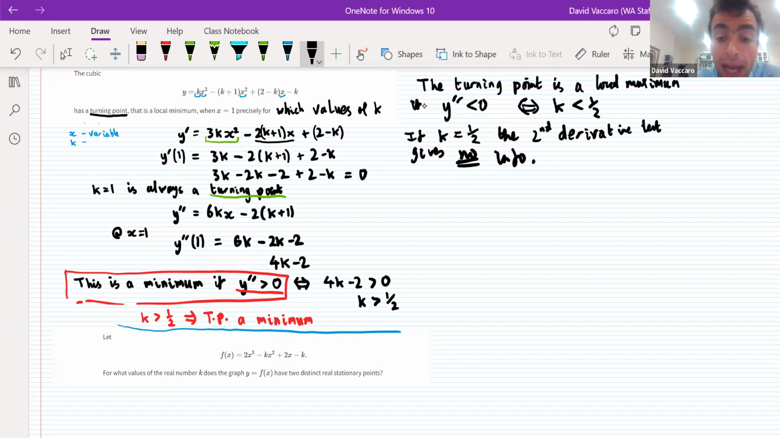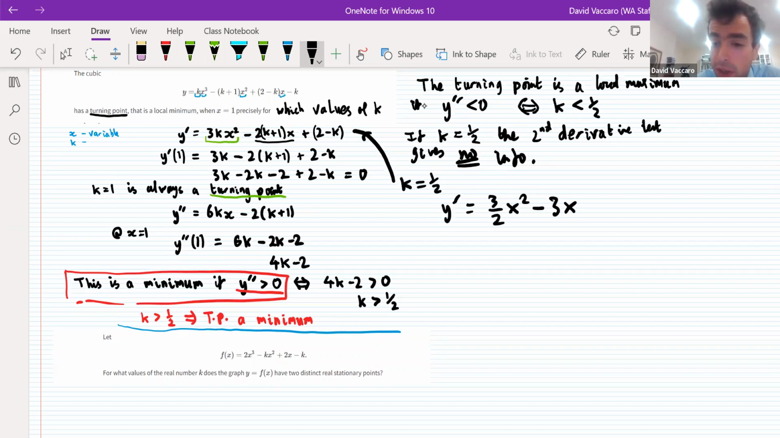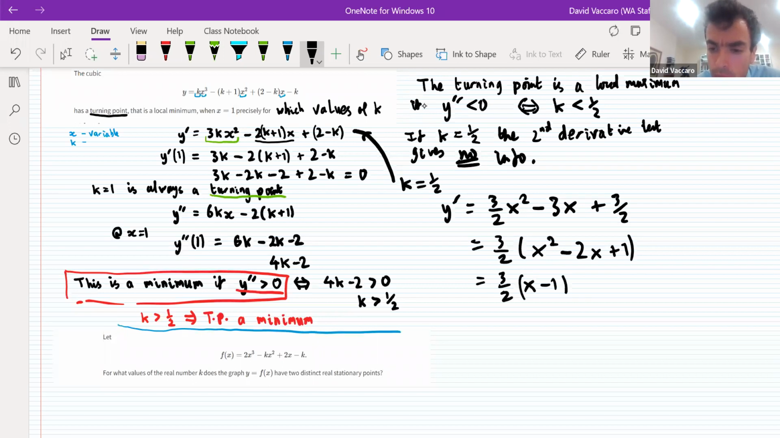So what we should look at is the case k equals a half, and we get y dash in that case, which is 3/2 x squared minus 3/2 times 2, so that's 3x, plus 2 subtract a half, so that's 3/2. I can take out a factor of 3/2, and I get x squared minus 2x plus 1, which factorizes as 3/2 times (x minus 1) squared.